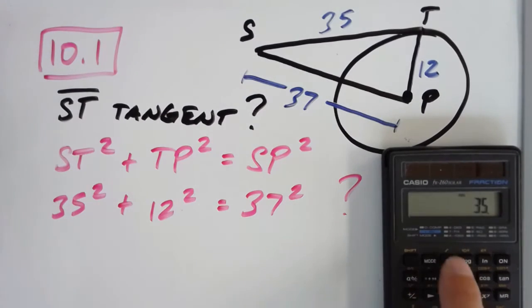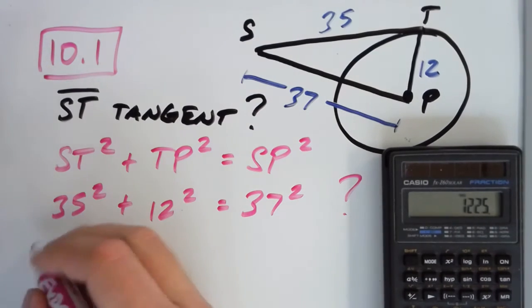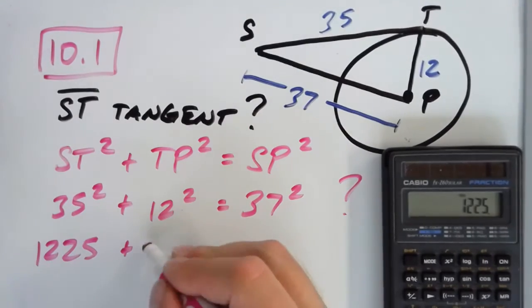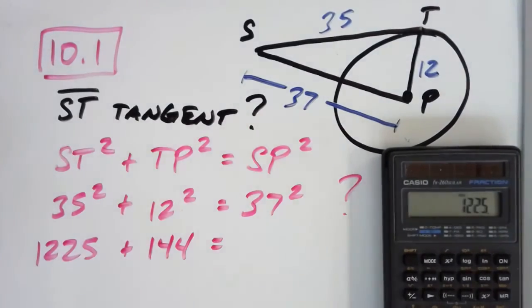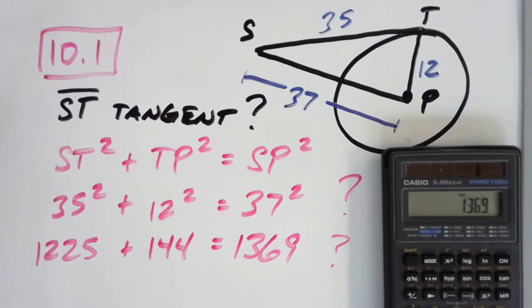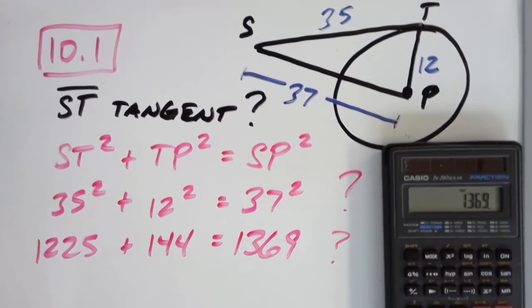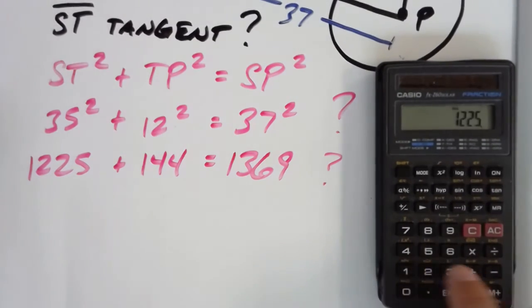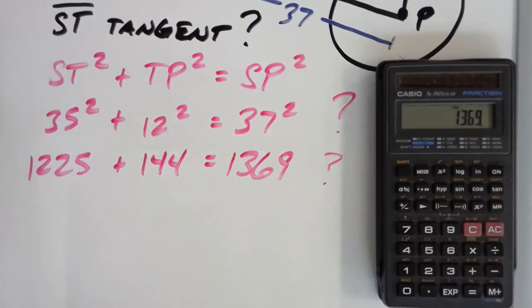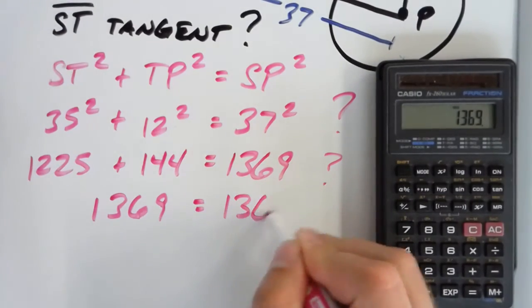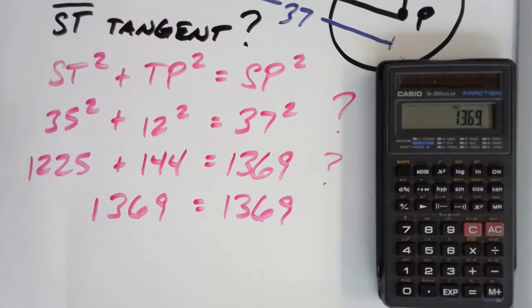35 squared, or 35 times 35, is 1,225. I happen to know what 12 squared is, or 12 times 12 is 144. And then 37 squared, or 37 times 37, is 1,369. Okay, again, question mark. I don't know whether or not they equal each other. All right, simple arithmetic now. 1,225 plus 144. Look at that. Happens to equal 1,369. And I end up with this statement. 1,369 equals 1,369. This seems redundant.